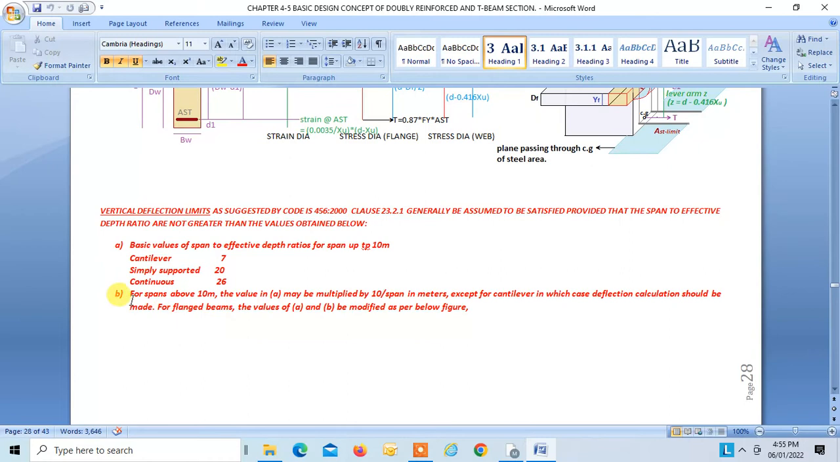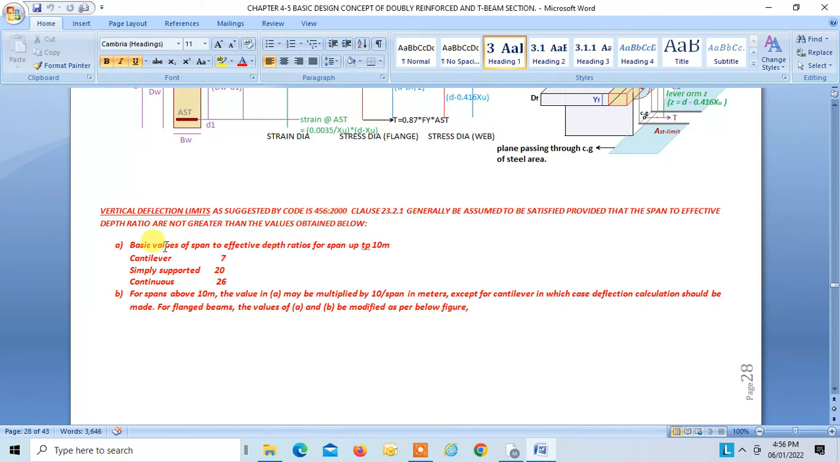Now in case of T beams, you have to do the check for vertical deflection. Vertical deflection limits, as suggested by the code IS 456-2000, clause 23.2.1, can generally be assumed to be satisfied provided that the span to effective depth ratios are not greater than the values obtained below.